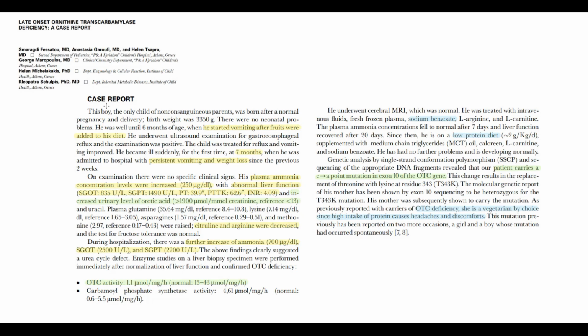Here we can see the case report of a patient with ornithine transcarbamylase deficiency. So it's a boy. Why is it a boy? Because it's an X-linked recessive disorder, which means that this disorder affects male patients. At 6 months of age, he started vomiting after fruits were added to his diet. What's wrong with fruits? Fruits and vegetables have a relatively high amount of proteins. As we see, with fruit consumption, symptoms persisted, he began to lose weight, and because of this, he was admitted to the hospital. On blood analysis, the boy had increased ammonia level and abnormal liver function tests.